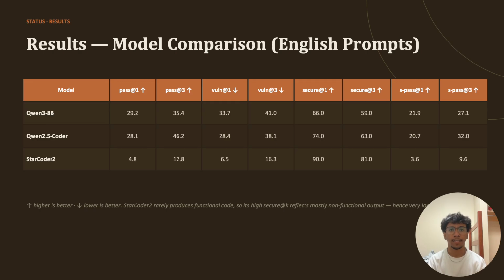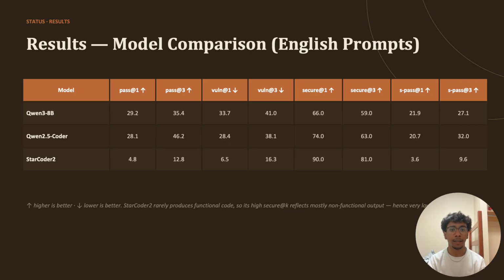Before comparing languages, I sanity checked models on English prompts to pick the right one. So 3 open weight coders: Qwen 3 8B, Qwen 2.5 Coder, and StarCoder 2. The story here is a warning about reading security numbers naively. If we take a look at StarCoder 2, it has the highest secure@k at 90%, which sounds great until you see the pass@1 is under 5%. It looks secure only because it barely produces working code. So if the code is not working, CodeQL finds no vulnerabilities. So it looks secure on paper, but when we actually look at the data, it's not.